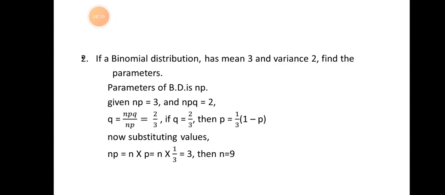Now substituting the values, n into 1 by 3, np is equal to 3. Okay, n value we do not know, p we know, 1 by 3. So np together we know it is 3. So n into 1 by 3 is 3. When you bring 3 to the right side of the equal to sign, the division becomes multiplication. 3 into 3 is equal to 9. So n is equal to 9.